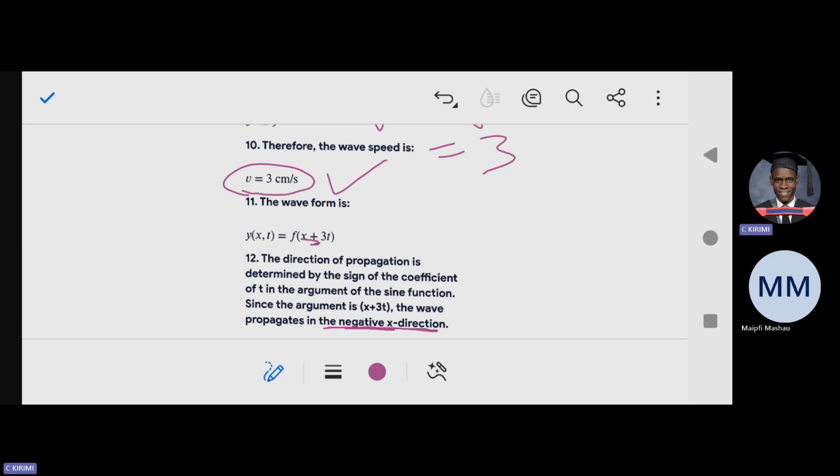So the direction of propagation is determined by the sign of the coefficient of t, only of t. If the coefficient of t is plus 3, it means it's moving to the negative. If it was negative 3, it means it's moving towards the positive x direction. So in our case, it moved to the negative direction because of the positive.